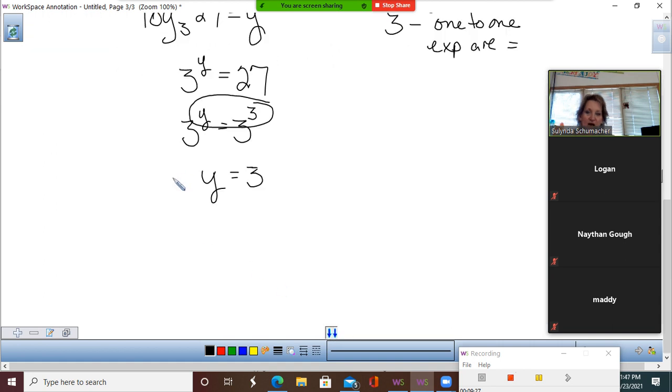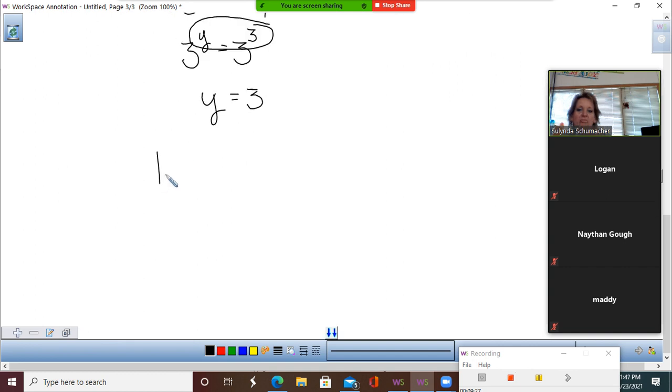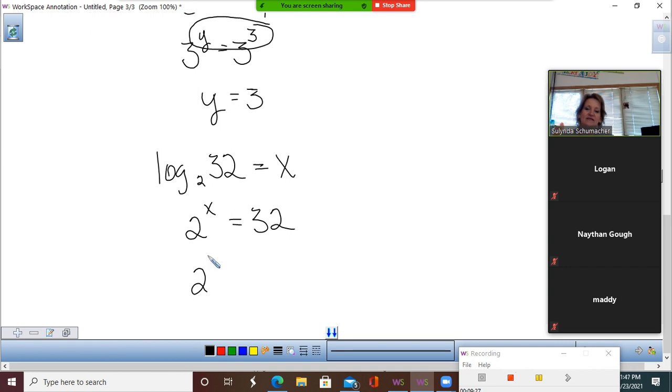So let's say I have log base 2 of 32. The first thing I want to do is set it equal to a variable. I'm going to use x this time. Then you want to rewrite it in exponential form, okay? So in exponential form, it's going to be the base, which is 2, to this side, which is x, equals 32. Now I can't write 2 as any other base, so that's got to stay 2 to the x.